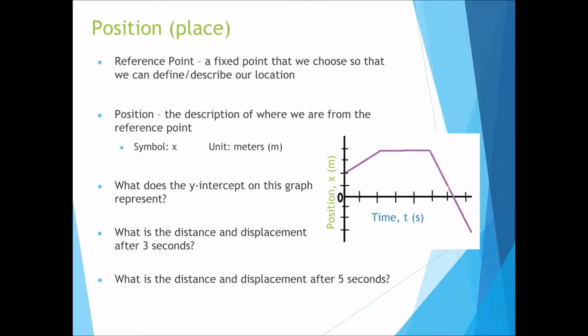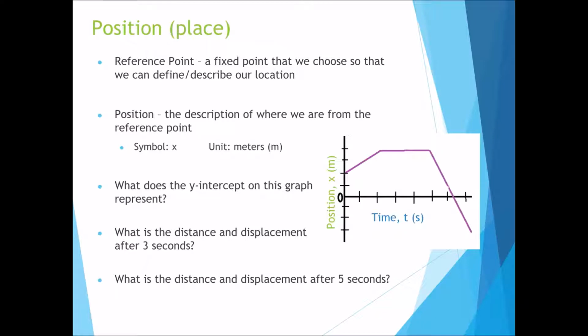Position is the description of where we are from the reference point. It is denoted with the symbol x and is measured in units of meters. Our reference point, which is shown by the 0 on the graph, is the fixed point we can choose so that we can define or describe our motion. That is also known as the origin point.